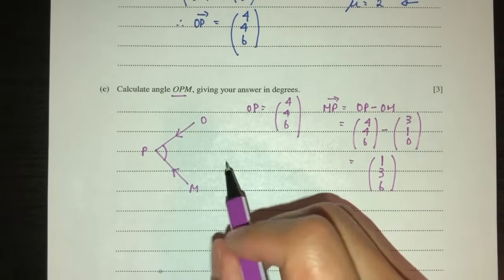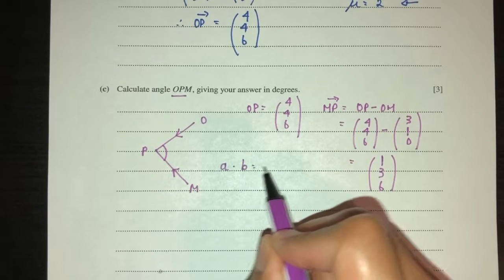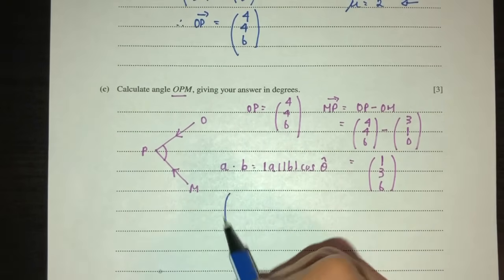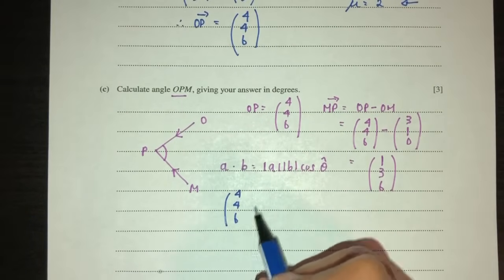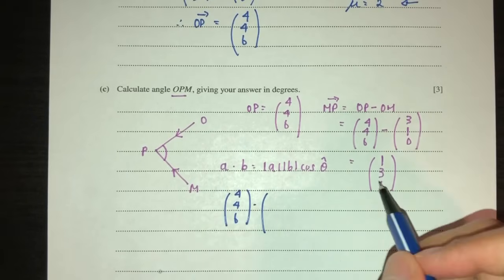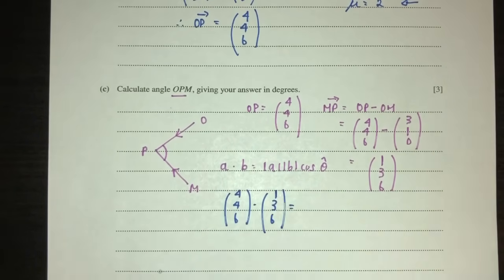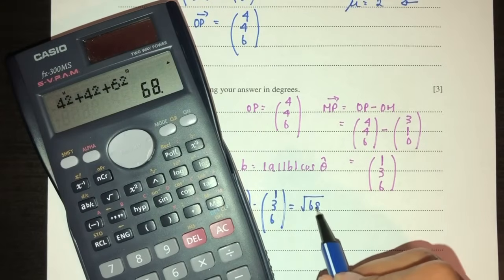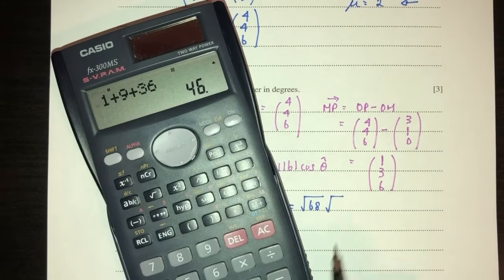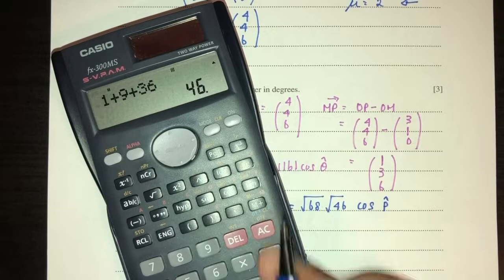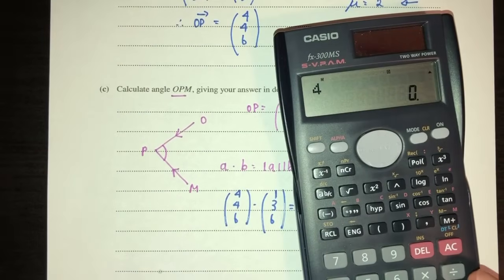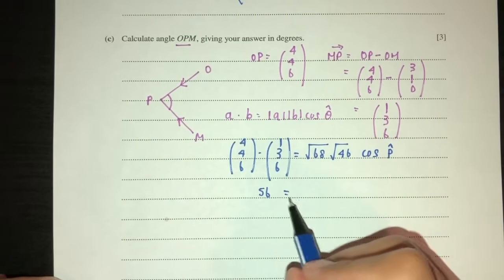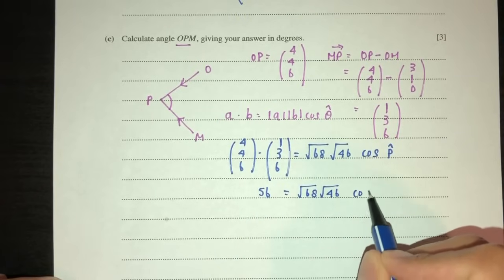Now, as you know, the scalar product formula is A dot B equals the modulus of A, modulus of B, and cos of the angle in between. So same way, we have one side which is OP, (4, 4, 6), dot B, which is (1, 3, 6), equal to the modulus of A. The magnitude of this one will be 4 squared plus 4 squared plus 6 squared, that'll be root of 68, and this one will be 1 plus 9 plus 36, that will be root of 46, and cos of the angle P. The dot product is pretty easy: 4 times 1 is 4, plus 4 times 3, plus 6 times 6. That will be 52, equal to root of 68 times root of 46 times cos of P.